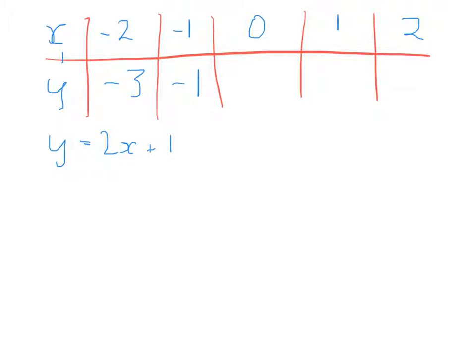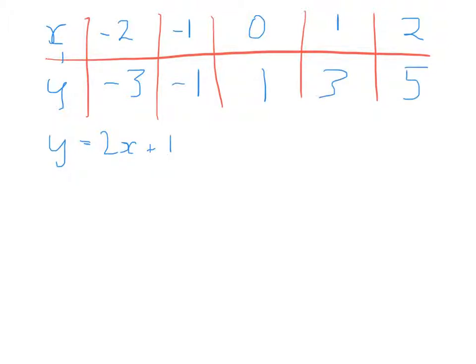In fact, I'd say always include a negative value, 0, and a positive value, even if you don't do 5 values. Okay, x equals 0. 2 times 0 is 0, plus 1 is 1. I'm starting to see a pattern here. You should too. Next one is 1. 2 times 1 is 2, plus 1 is 3. Going up by 2 each time, aren't I? So the next one is 5.